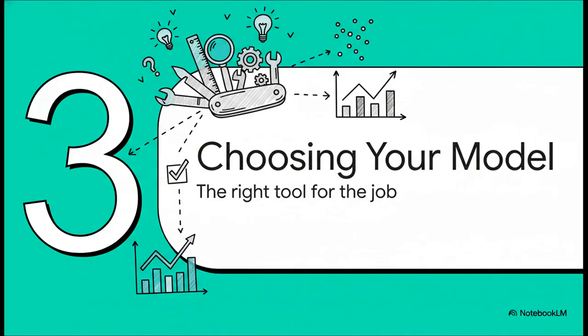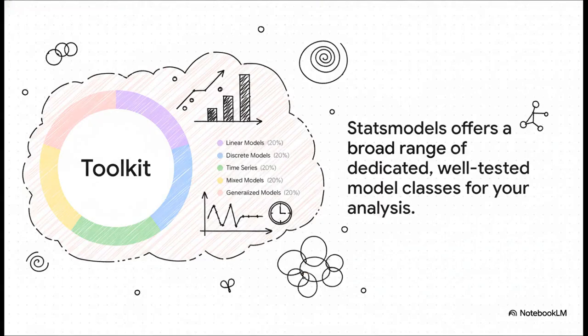Now we get to the real heart of the analysis, choosing the model. And this is where that Swiss Army knife idea really comes alive. Statsmodels has a specialized tool for pretty much any question you can think to ask. I mean, just look at the sheer variety here. You've got your classic linear models, you've got discrete models for when you're modeling choices, time series models for data that changes over time, and even more advanced stuff like mixed models. The point is, whatever your data looks like, Statsmodels has you covered.